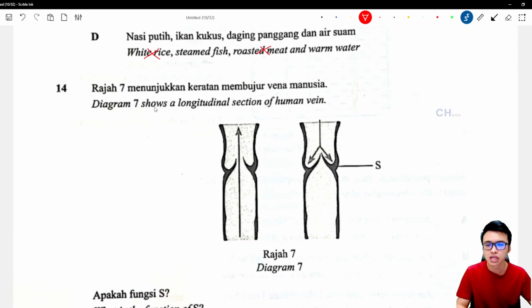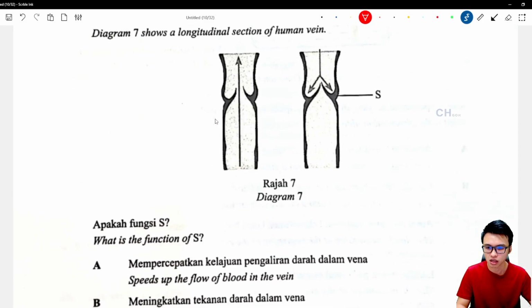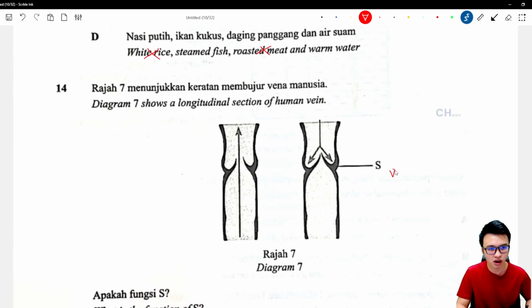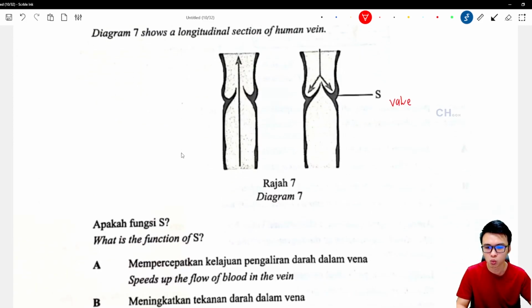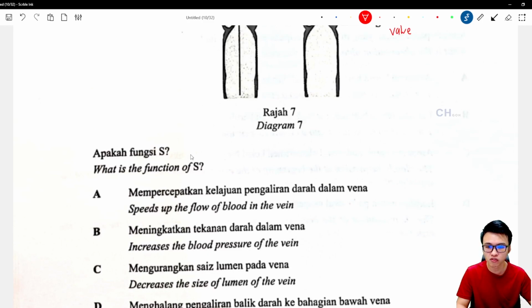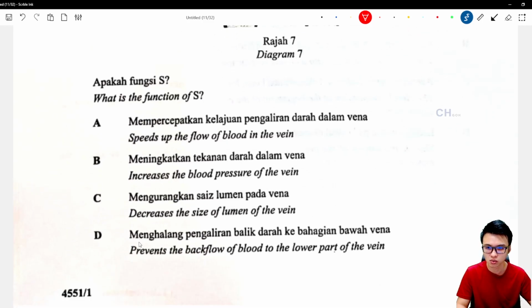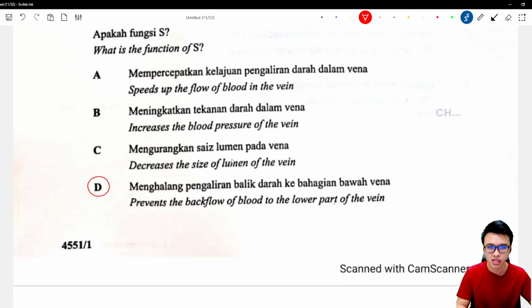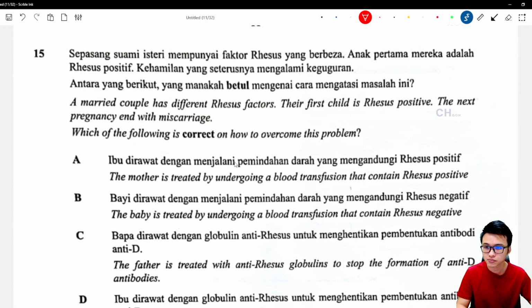Question 14. Diagram 7 shows a longitudinal section of a human vein. What we can see here is the valve. The valve ensures one-way flow of the blood. So the answer should be D. It prevents the backflow of the blood to the lower parts of the vein. This one is simple, no need to explain.